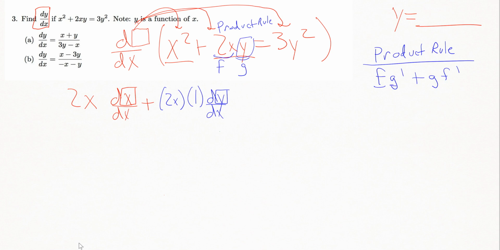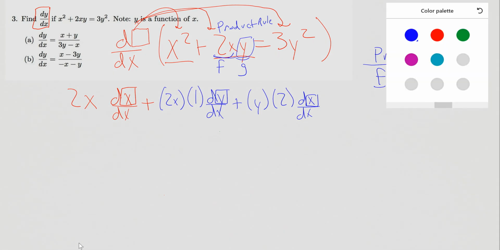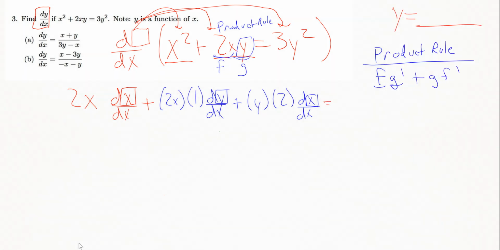So I've got my f and my g prime, and now I need to do plus g, which is y, and then f prime. The derivative of 2x would just be 2. I took the derivative of an x though, so I get a dx/dx. Again, filling that little box in. Now I'm done with my product rule, and I move on to the last piece. I take the derivative of 3y squared. That would have been 6y, and then I took the derivative of a y, so I get a dy/dx out of that. Again, filling that box in with the letter of whatever I took the derivative of.